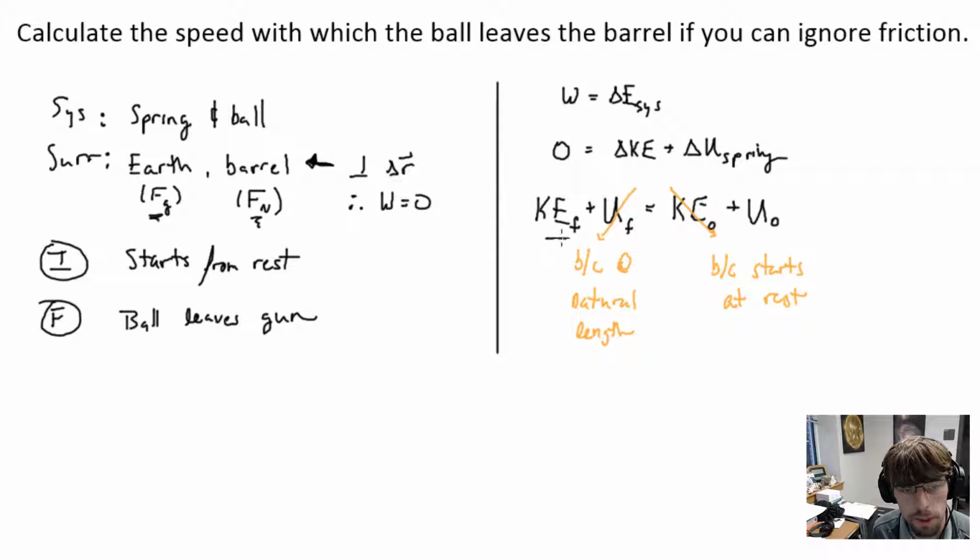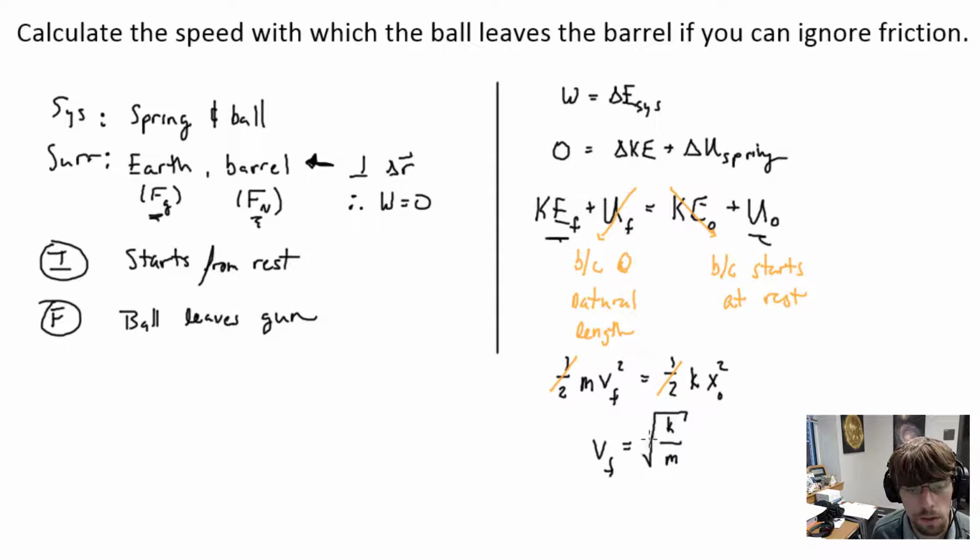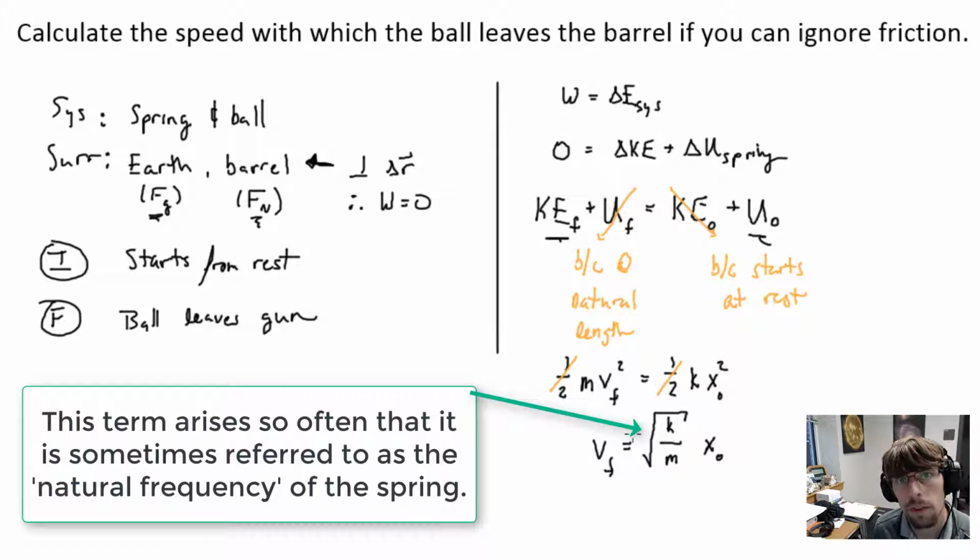So we are left with, subbing in the definition of kinetic energy and spring potential energy, 1/2 m v final squared equals 1/2 k x naught squared. All of the energy stored in the spring goes into the kinetic energy of the ball at the end. Oh, goody goody. We can cancel out the 1/2s, and we end up with an expression that says our final speed is equal to the spring constant divided by the mass, square rooted, times how far the spring was stretched in the first place.